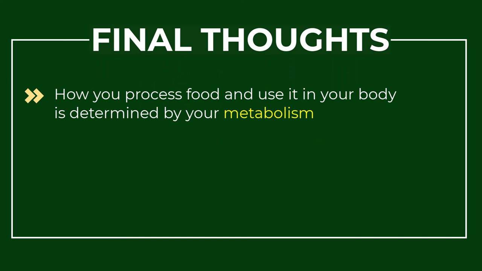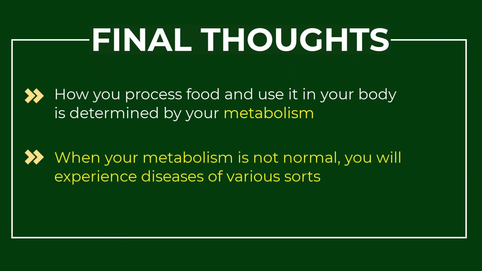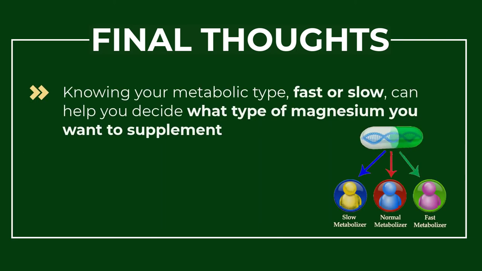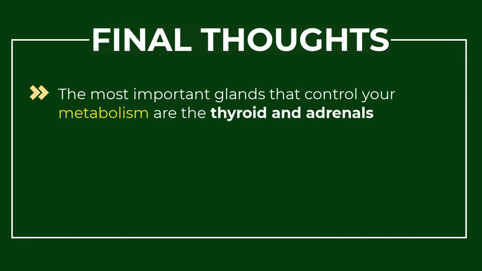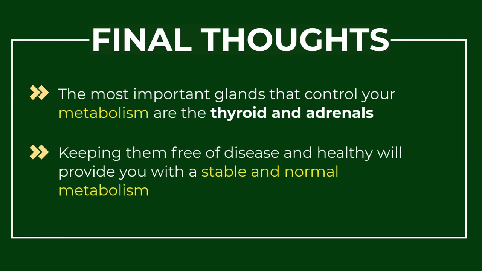Final thoughts. How you process food and use it in your body is determined by your metabolism. When your metabolism is not normal, you will experience diseases of various sorts. Knowing your metabolic type, fast or slow, can help you decide what type of magnesium you want to supplement. Your metabolism determines your personality and health level. The most important glands that control your metabolism are the thyroid and adrenals. Keeping them free of disease and healthy will provide you with a stable and normal metabolism.